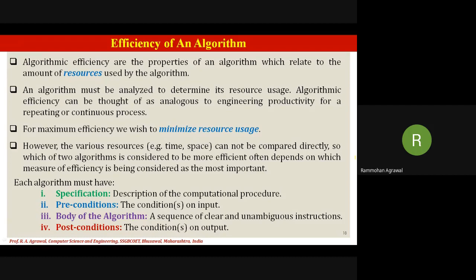So these steps are a part of a program, and when we program, we focus on the algorithm which we have written. This means the algorithm must be very efficient for any type of problem. Once an algorithm is efficient, we can write code which will be very easy for us. So algorithm efficiency is nothing but the properties of the algorithm related to the amount of resources used by the algorithm.